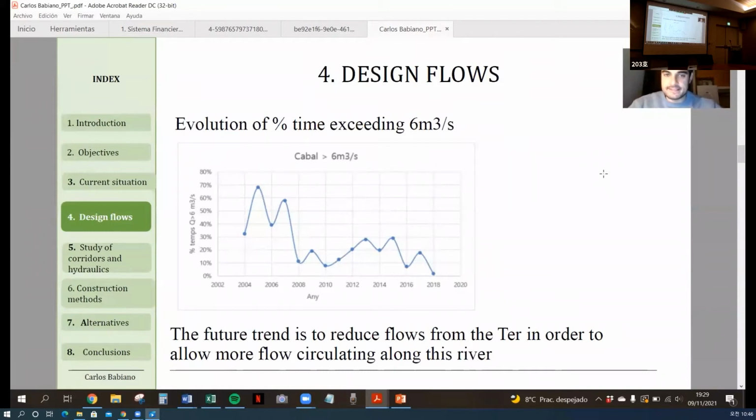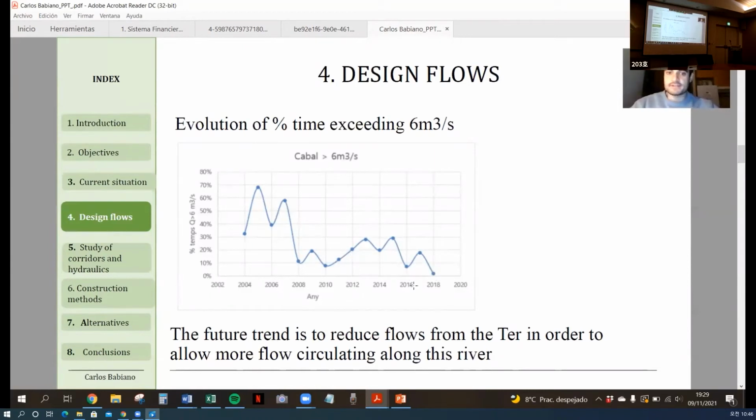That exceed the number 6. So you can see a reduction of the time, and now it is not almost zero, but barely. So it has changed a lot. Maybe in 20 years, it has changed a lot.